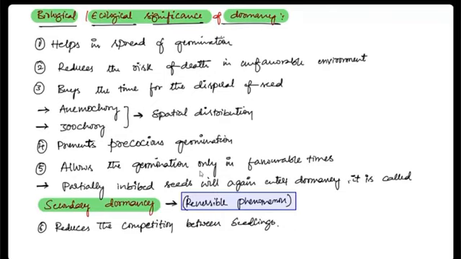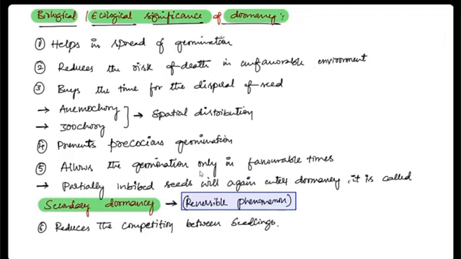Because of dormancy, because of the variation in germination among the different seeds of a single plant, they will spread across time and space. That means some will germinate today, some might germinate after next week, and this is how they spread with time and space. This is the major ecological significance of dormancy.